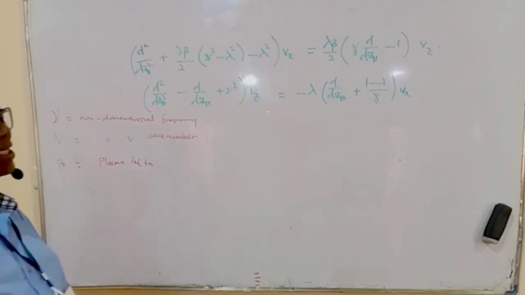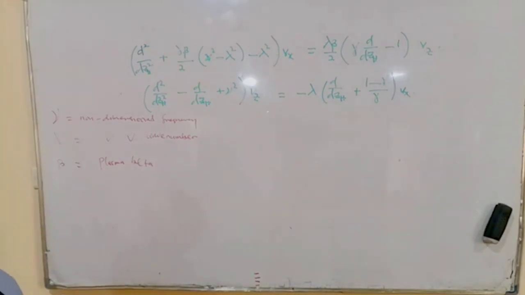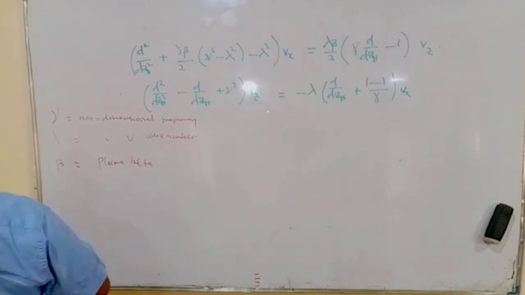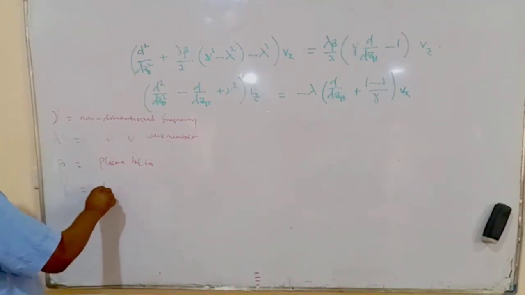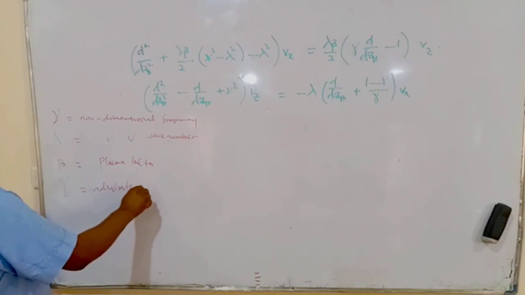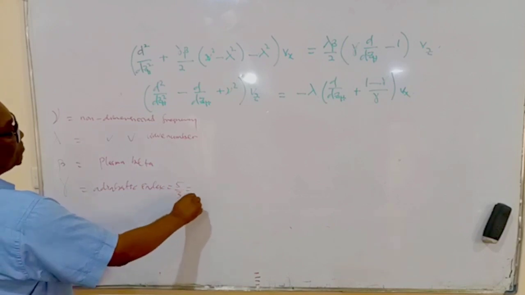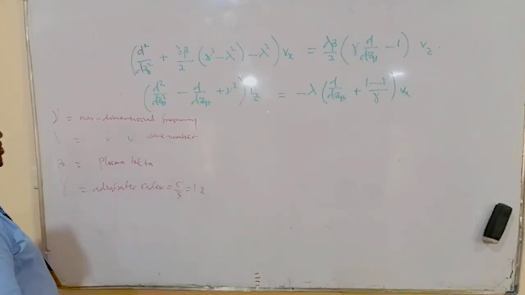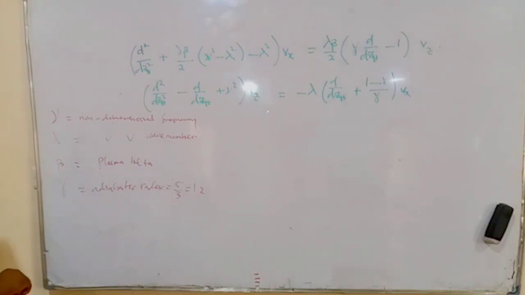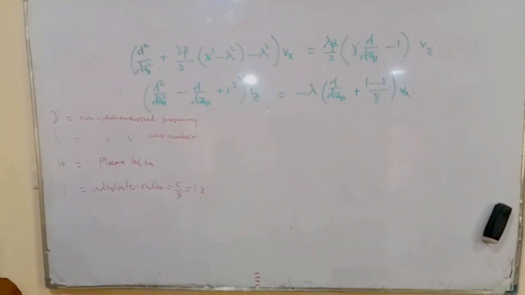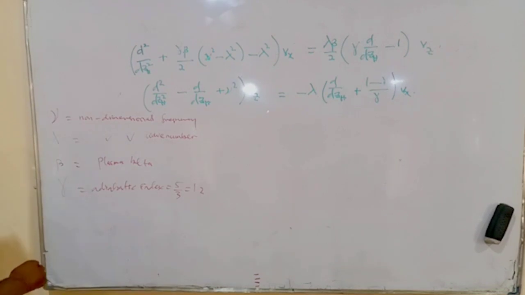Which other constants? Of course, we know gamma to be the heat index, the adiabatic index, which is 5/3. That is 1.67. Is it correct? What is 5/3?